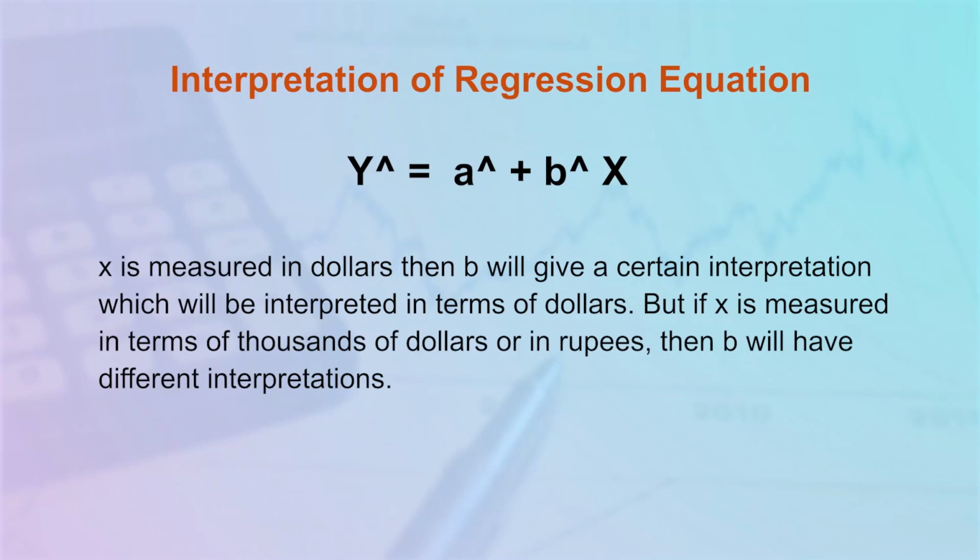And so it's very important to understand how x and y are measured. As we mention here categorically, if x is measured in dollars, then b will give us a certain interpretation in terms of dollars. But if x is measured in thousands of dollars or in rupees, then b will have different interpretations. So accordingly, it is important to understand in what unit variable x is measured, and correspondingly in what unit variable y is measured, and only then can we talk about an accurate interpretation of a hat and b hat, which are the interpretation of this regression equation.